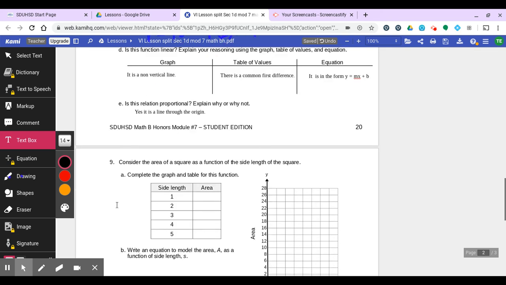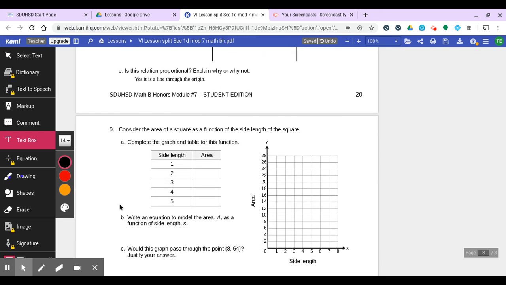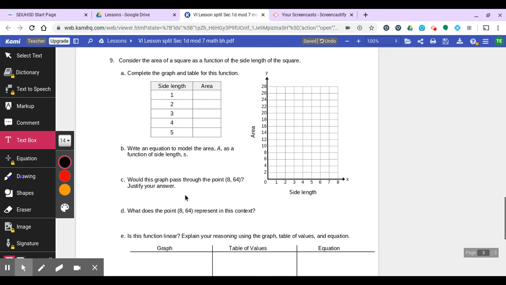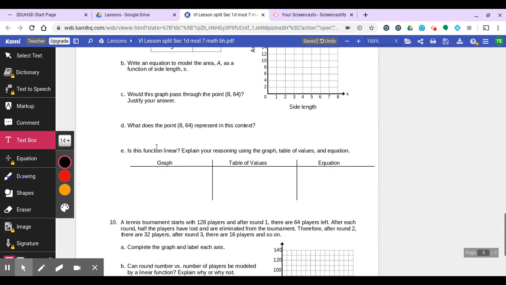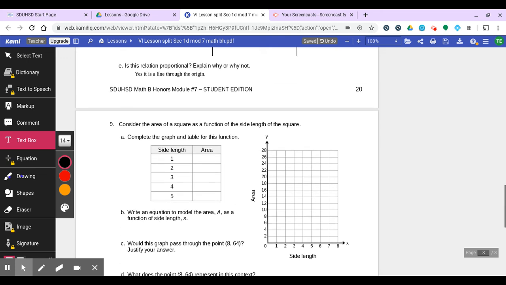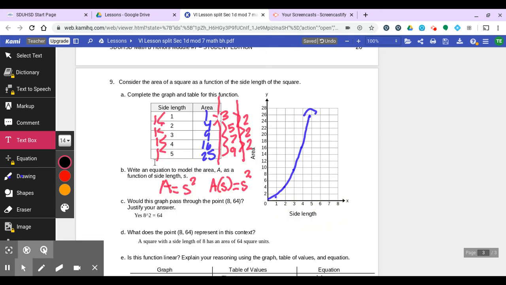All right, next page. Consider the area as a function of the side length of the square. So you're going to do the same type of thing, but instead of the perimeter, you're going to do the area. So I want you to pause the video, try all of number 9, and then come back and check your answer. All right, check your answers.